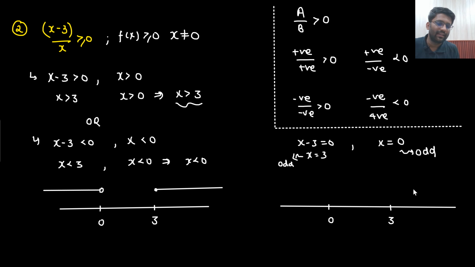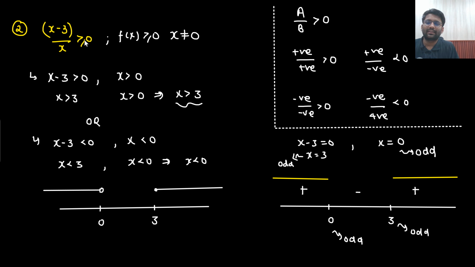If x is greater than 3, positive sign. Odd power, sign will not change. Odd power, sign will not change. Odd power, sign will not change. So positive, negative, positive. That's it. What we need? Greater than 0. That means what will be accepted? This will be accepted and this will be accepted.